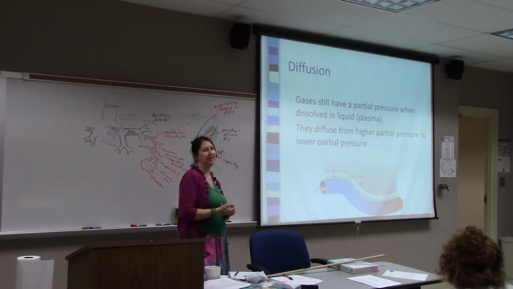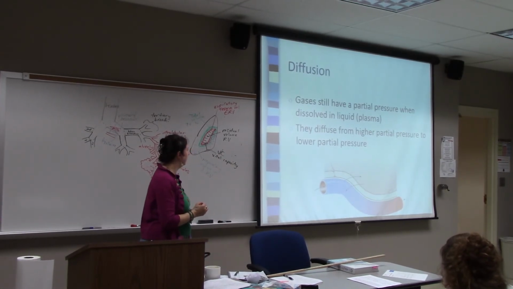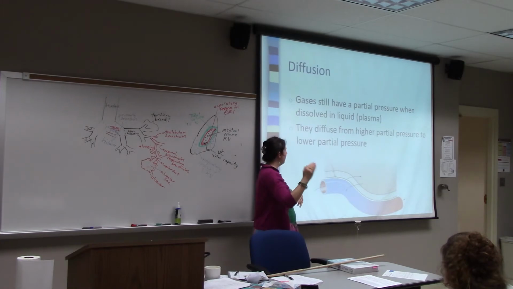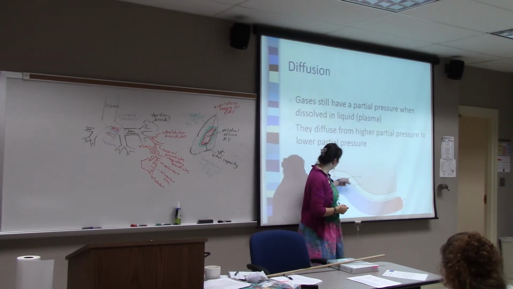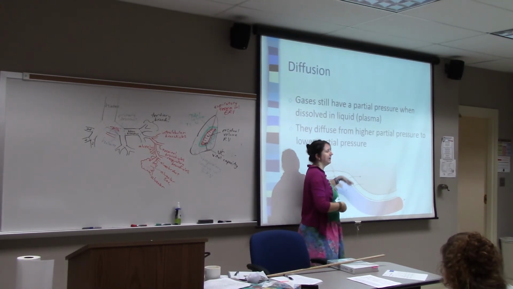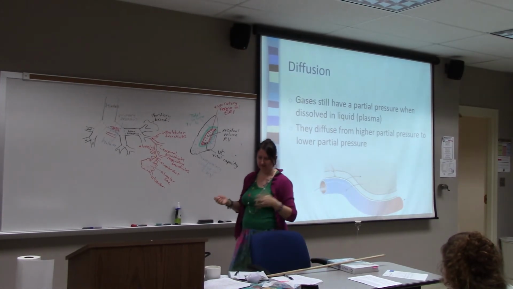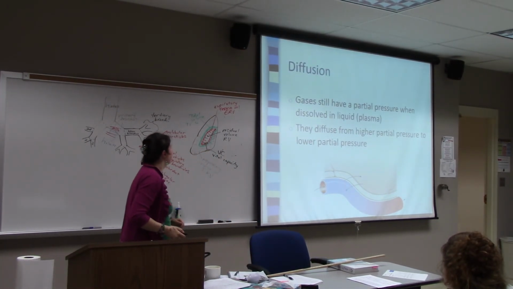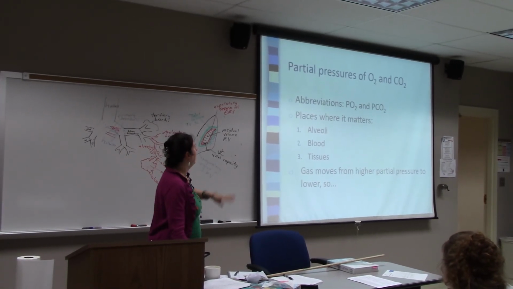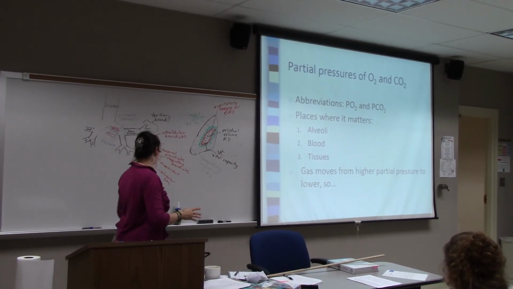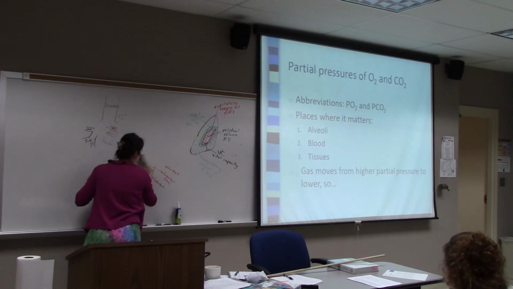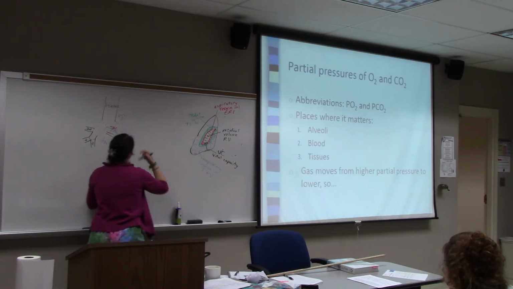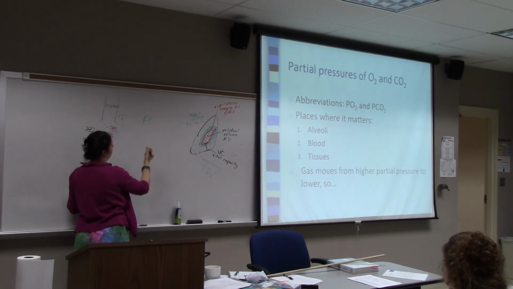Even dissolved in liquid, gases have a partial pressure, and that takes the place of a concentration gradient. A gas will diffuse from higher partial pressure to lower partial pressure. We have arrows going both ways, blood to alveoli and the other way, because one gas goes one way, the other goes the other way. Now, partial pressure is abbreviated in a way that I can't actually reproduce on a PowerPoint. You have a capital P and then a subscript of the gas.